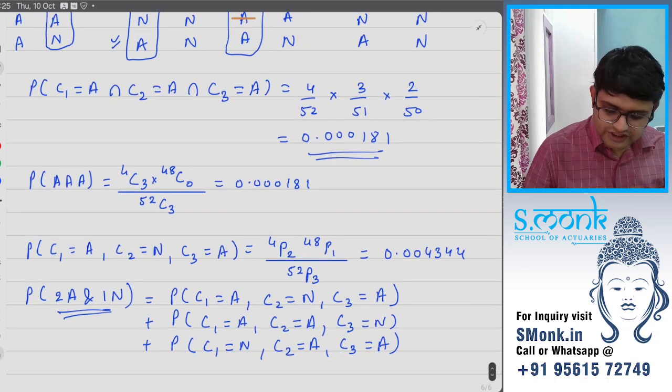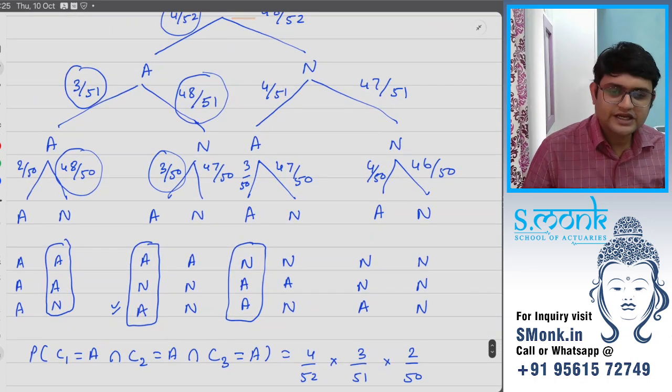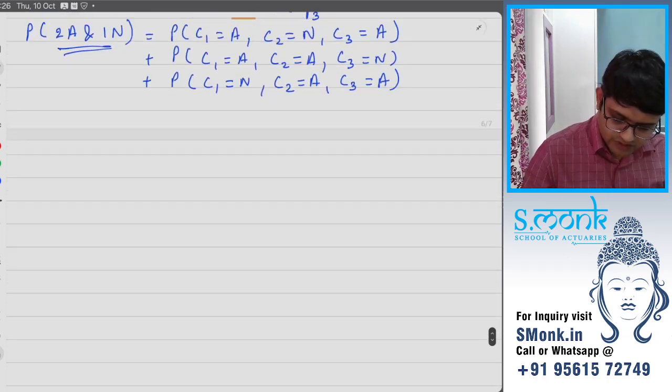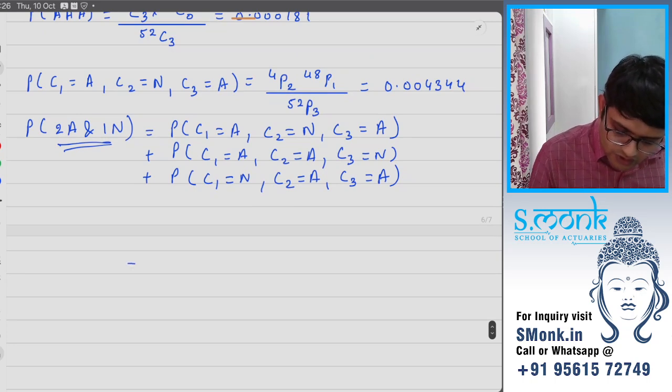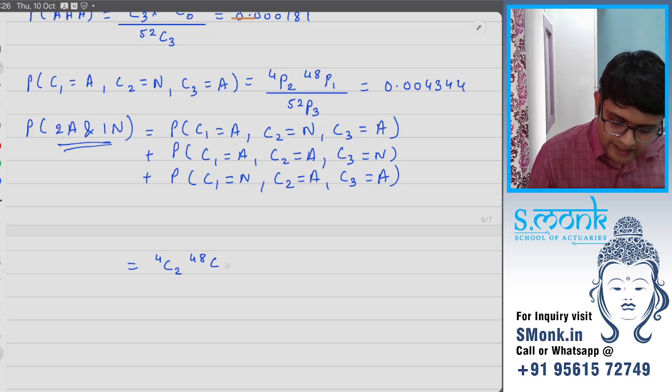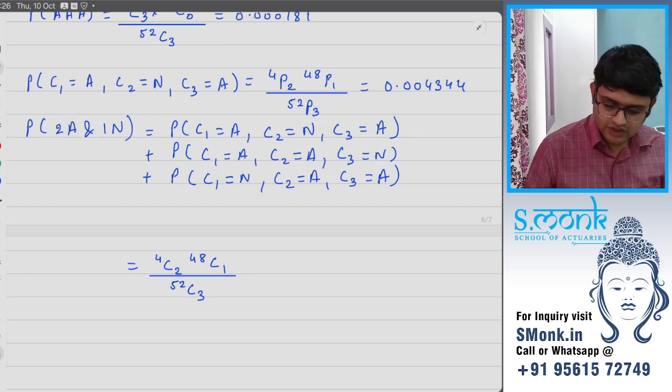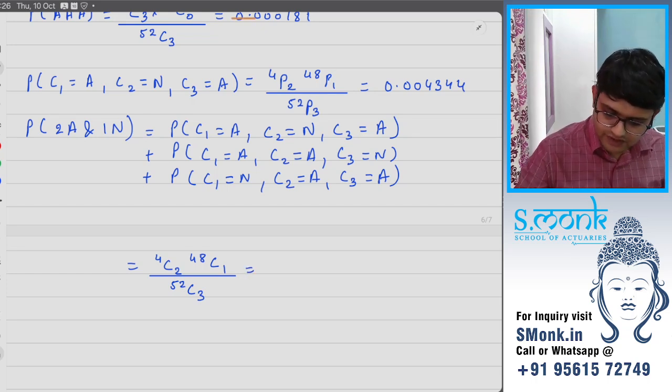But instead of finding them using a tree diagram, we can directly use combinations. This will also be equal to: I want 2 aces, so out of 4 aces I will get any 2, and out of 48 non-aces I will get any 1 non-ace, upon out of 52 cards I'll get any 3. This is how we can get the combination of all of these 3.